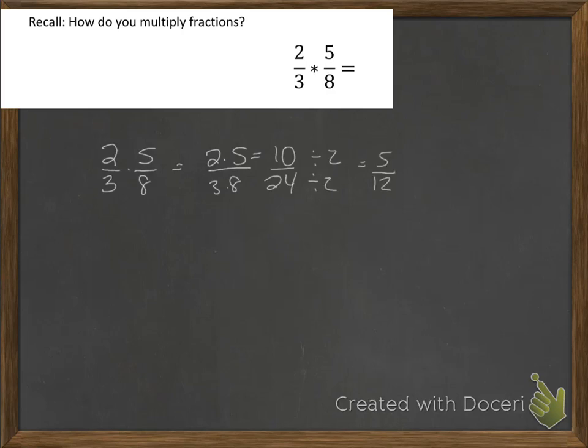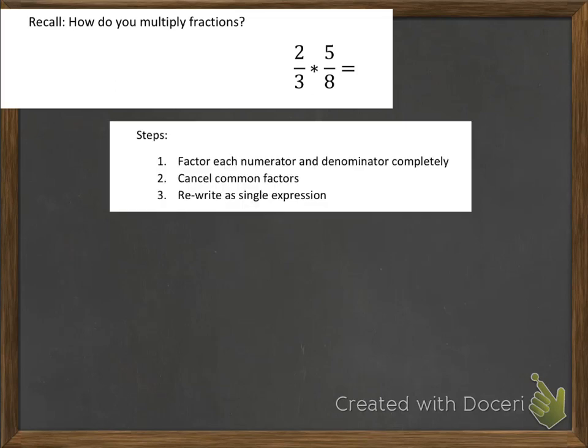5 over 12. However, when we multiply polynomials, where we have variables in our numerator and denominator, this method doesn't work quite as well. Instead, we need to use a different method. The first thing we want to do is factor the numerator and denominator completely. In this case, we want to factor any number that is not prime.